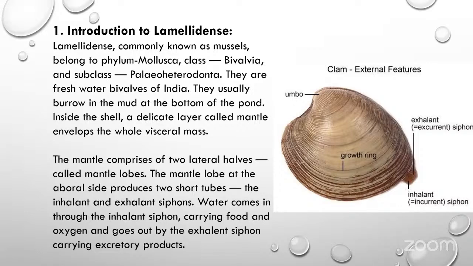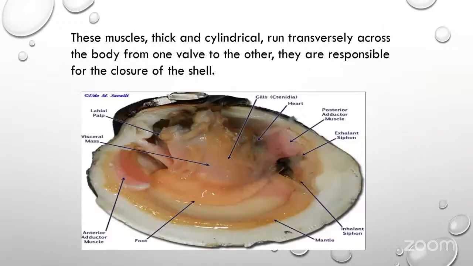The mantle lobe at the aboral side produces two short tubes, the inhalant and exhalant siphons. Water comes in through the inhalant siphon, carrying food and oxygen, and goes out by the exhalant siphon carrying excretory products. You can look into this picture where the exhalant siphon and the inhalant siphon are. So these are the external features of a freshwater mussel. Now these muscles are thick and cylindrical, run transversely across the body from one valve to the other, and they are responsible for the closure of the shell also.